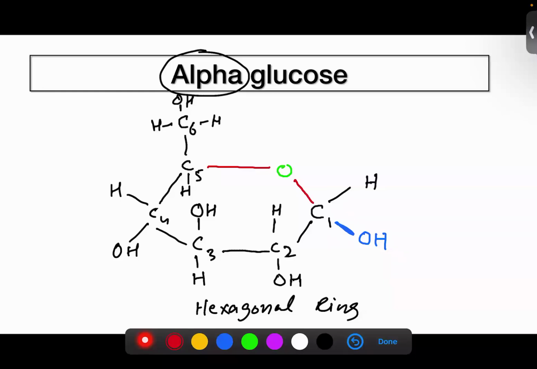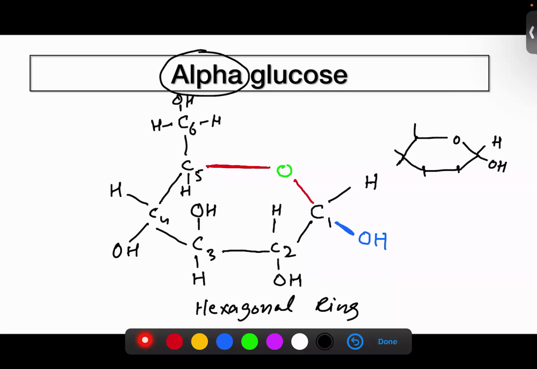Okay, we can represent this structure without the carbons in it, and that's known as a skeletal formula. In a skeletal formula, you can simply draw showing no carbon and no hydroxyl groups, except on carbon number 1. You can show OH groups and hydrogen on the other carbons as well. These are the different ways you can represent the alpha glucose ring structure.